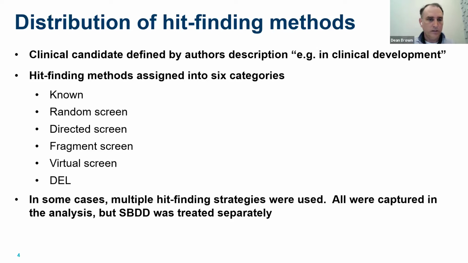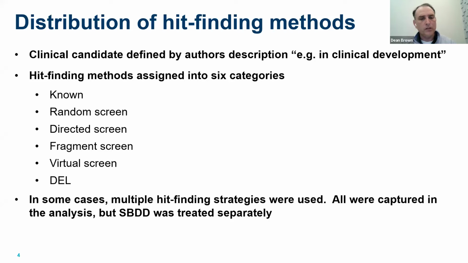So one big category is known, and we'll talk about that in detail in a moment here. The other one would be random screening, and I think we all know what that is, but I didn't delineate whether it was a 200 compound random screen or a 2 million compound random screen. I just used that as the category. Directed screen would be something like you're screening a kinase and you buy or you have a kinase directed library. Fragment screen, virtual screen, and DEL. I think we don't need to explain what those are.